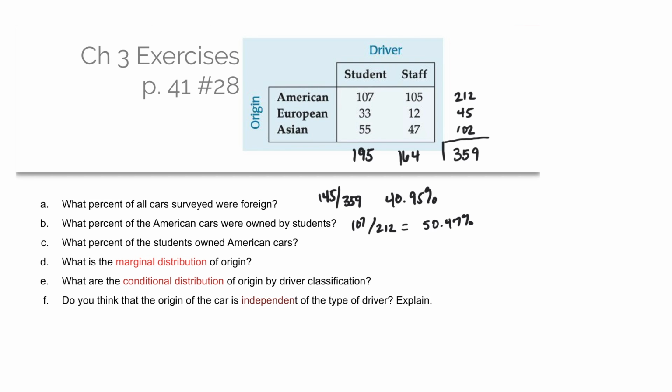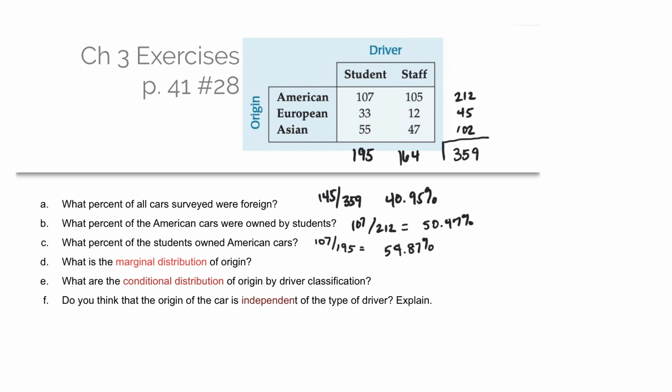The next question is, what percentage of students owned American cars? Notice now we're identifying another group. We're saying, okay, we want you to look at just the students, so now we're looking at the column. Out of these 195 people, how many owned American cars? Well, that's easy enough. We know that there were 107 out of the 195. Out of the 195 students, 107 of those owned American cars. And so that's going to be about 54.87%.